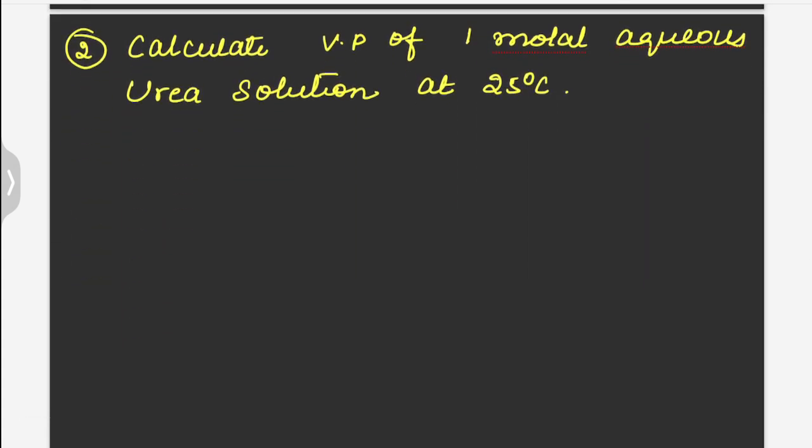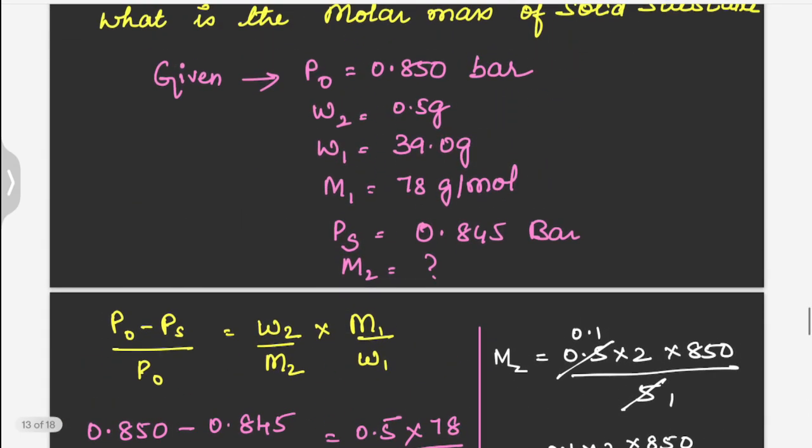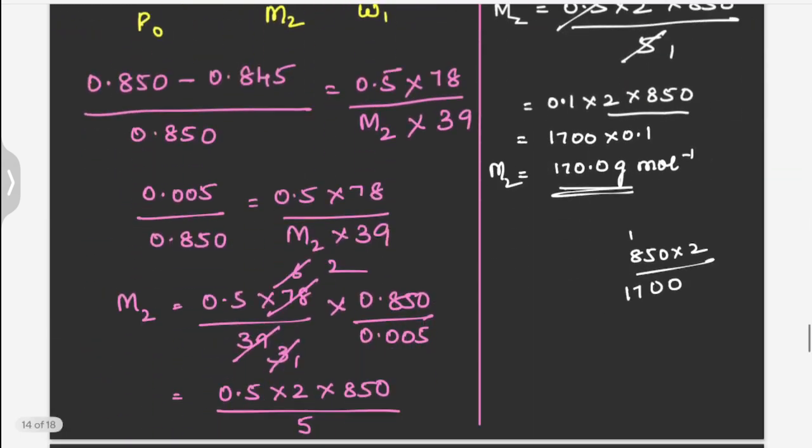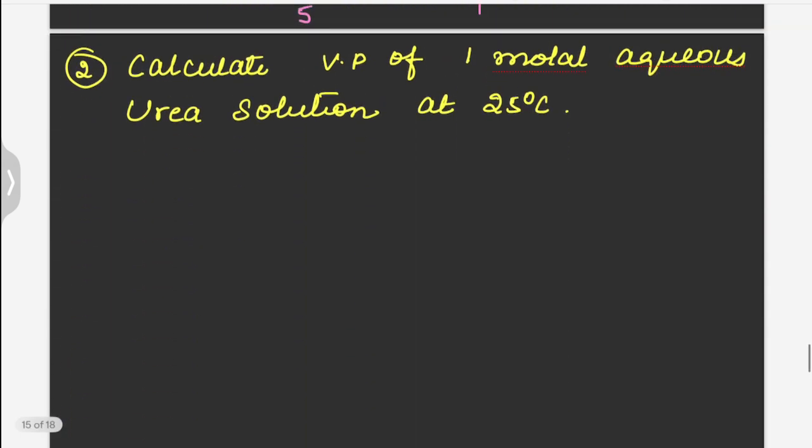So this is related to molality. See here, molality is given. Calculate vapor pressure of 1 molar aqueous urea solution at 25 degree Celsius. So what you have to calculate is the vapor pressure of the solution. If molality is given, which formula are we going to use? We are going to use this formula where molality is given and also vapor pressure of solution is present. So let us write that formula.